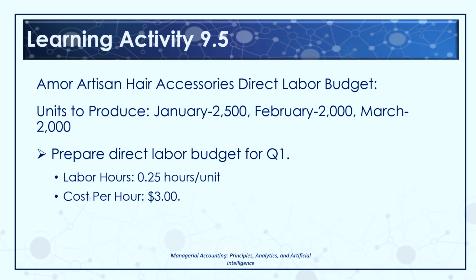Now complete learning activity 9.5. Amore Artisan Hair Accessories requires 0.25 labor hours per unit. The labor cost is $3 per hour. Using the units to produce for January, February, and March, compute the total labor hours and labor cost for the first quarter for Amore. Pause here and complete the labor budget. Once you've finished, check your answer with the solution provided in the back of Chapter 9.